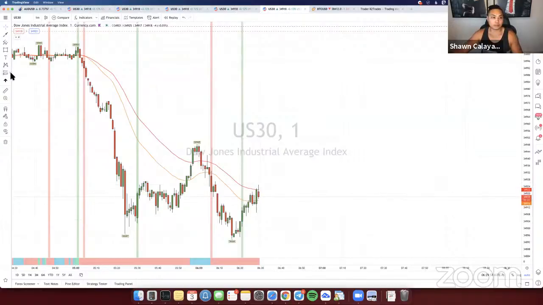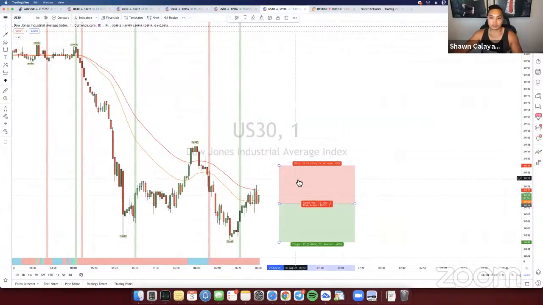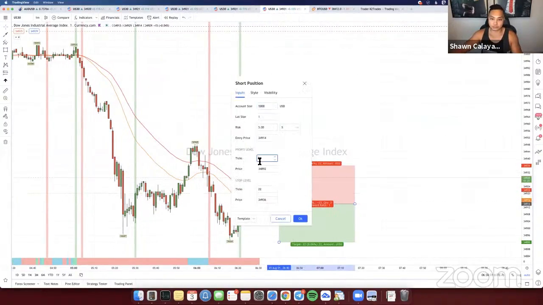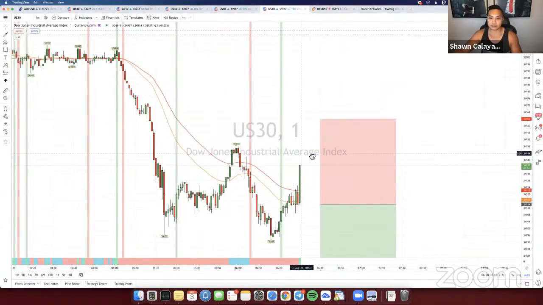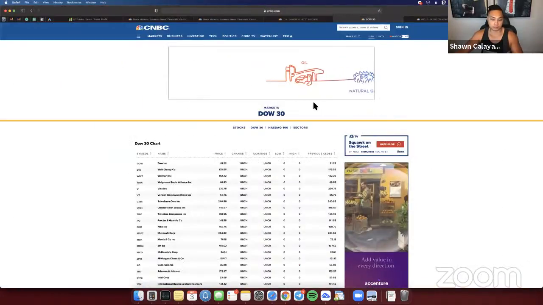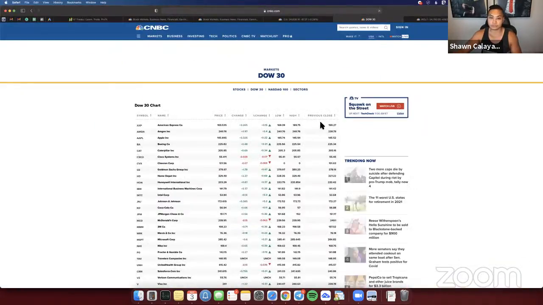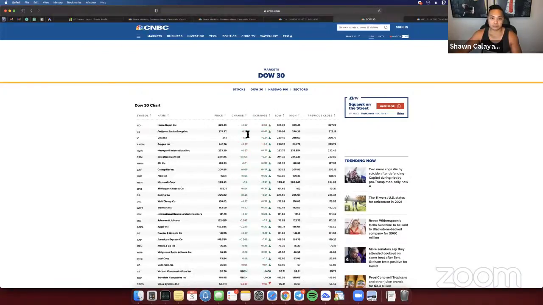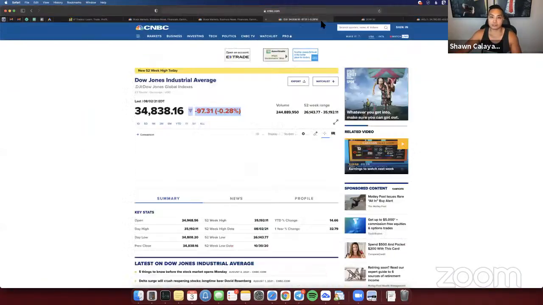I'm going to go ahead and just leave this here just in case it is a sell. In order for it to be a sell, we're going to be looking for a valid sell signal. So right here, you can see it's spiking up right now. Let me go check the fundamentals real quick. Refresh this. So it looks like majority of the market is green right now. So it does look bullish on the fundamental side.